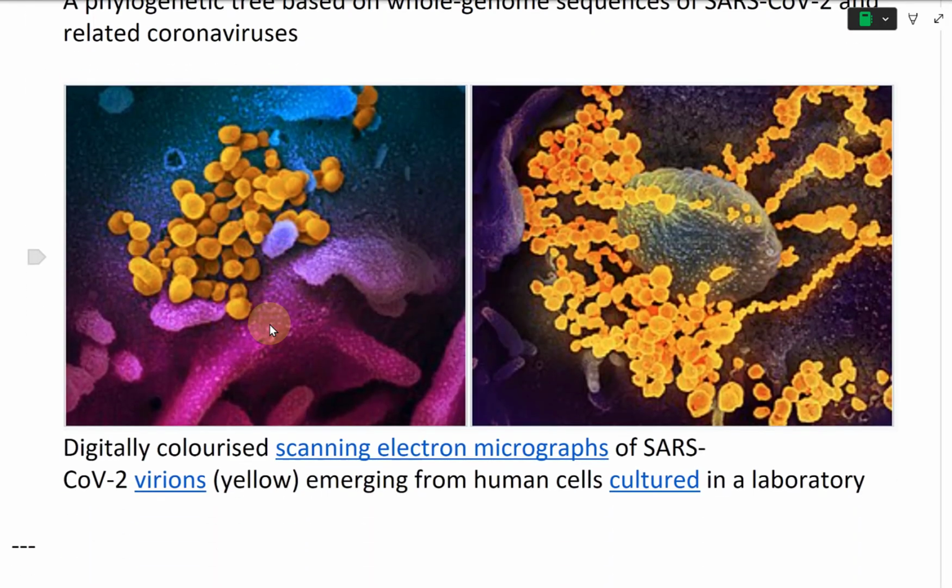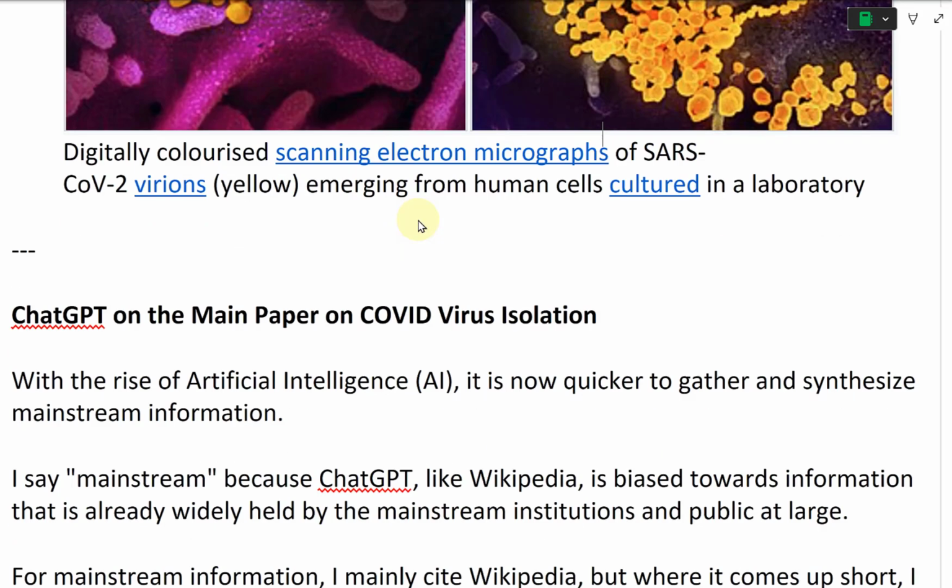All right, here are some more digitally colorized scanning electron micrographs of SARS-CoV-2 virions, in yellow, emerging from human cells cultured in a laboratory. So you have human cells, you put them in a petri dish and grow them, add a bunch of other stuff to it, and then you take these electron micrograph images, which are pretty much stationary. There's no actual video, so they're emerging, but you're not actually seeing anything emerge. You just see these blobs, and then they colorize it and say those are the virus or virion.